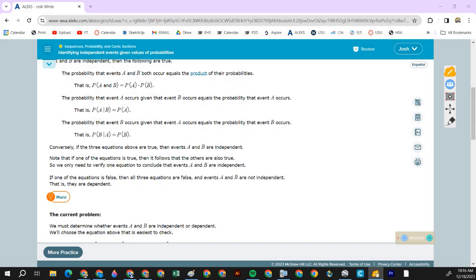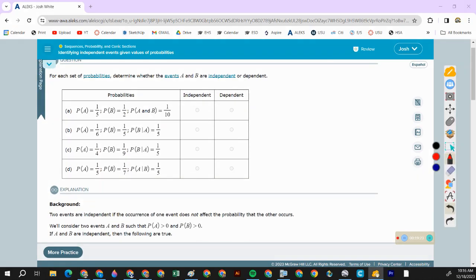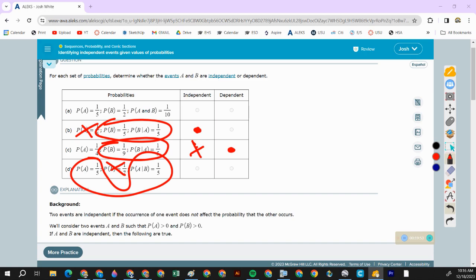So if we look up here, we don't even need this. All we need is that. If the probability of A is the same as the probability of B given A, then they are independent. So this one would be independent. And this one, is the probability of B the same as the probability of B given A? No, so they would be dependent. And then this one, we just look here. The probability of A is the same as the probability of A given B.